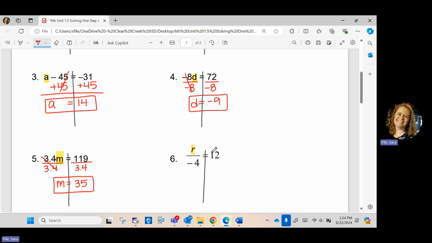Multiply. So to get rid of this -4 that's being divided, I'm going to multiply by -4. And what I do to one side, I do to the other, because that allows the -4 to eliminate and isolate my R. Now, if that confuses you, the way that I wrote a dot for multiply, if that looks like subtraction to you, use parentheses so you know that is multiplication. You are not subtracting 4, you are multiplying -4.